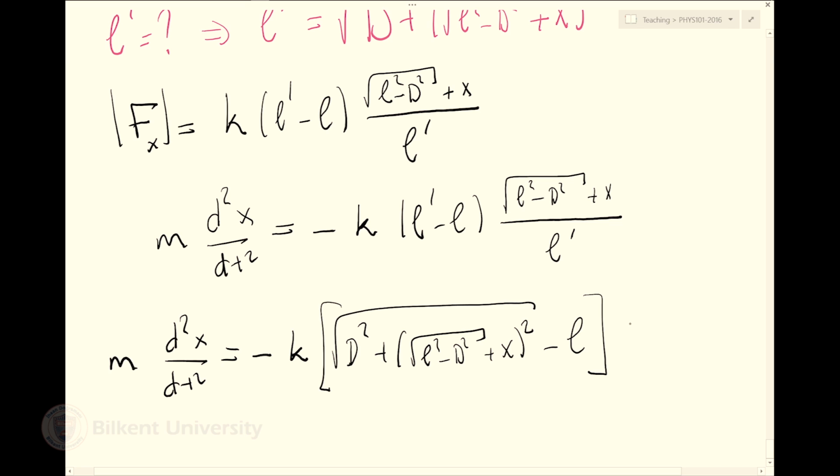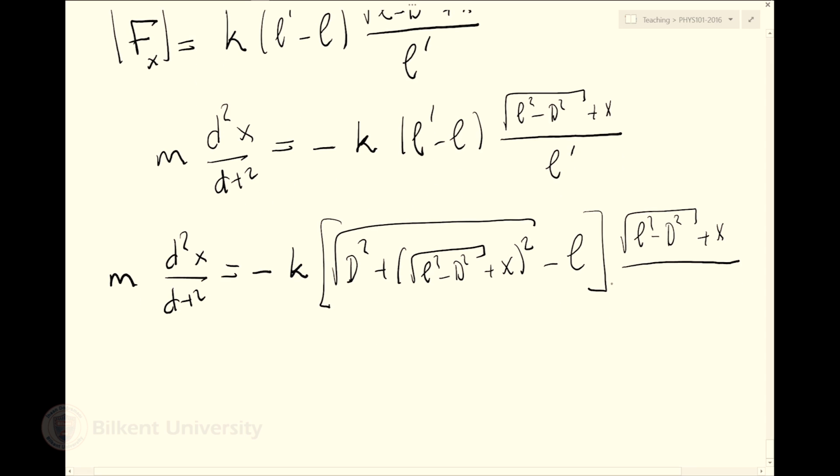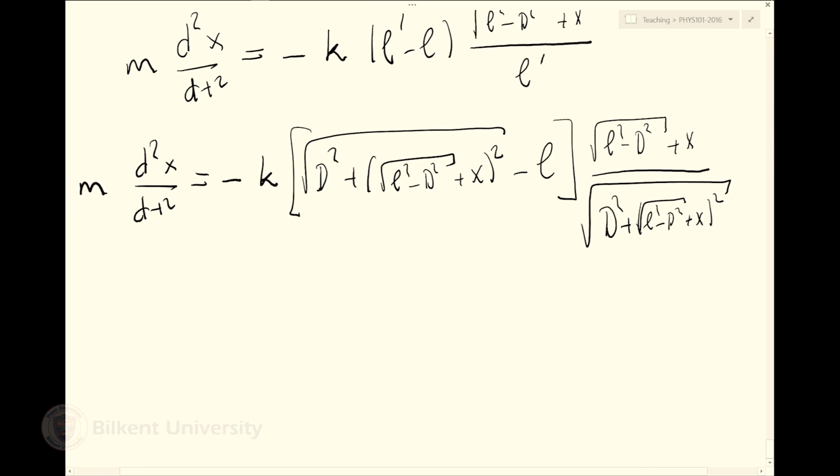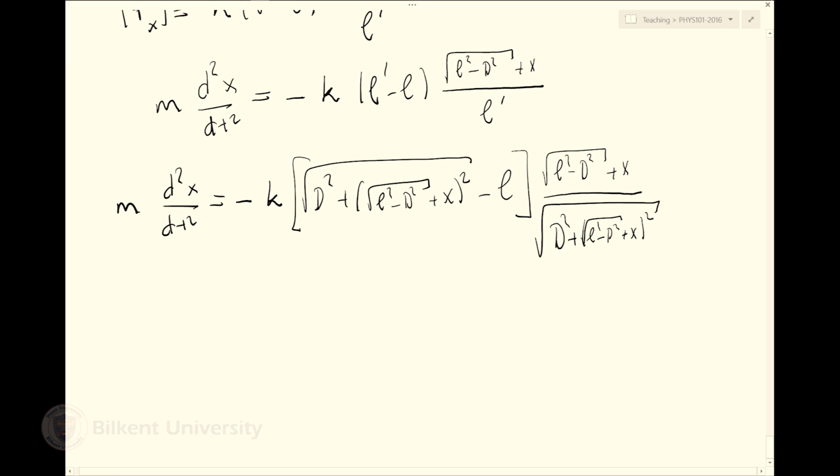Then I have square root of L square minus d square plus x, divided by the same thing again, square root of d square plus L square minus d square. Would you give up on the course if you saw that in lecture notes? Good. Now, that is not a differential equation any sane person is going to try to solve. Okay? But here's the thing. I'm looking for small oscillations.